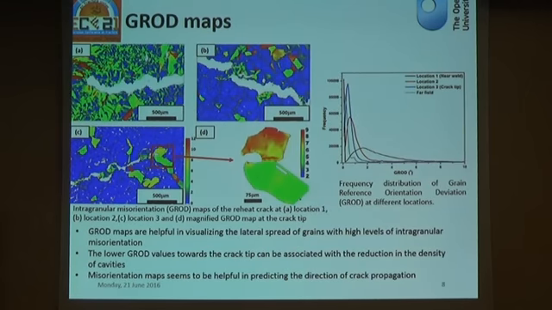Considering the grain scale methods, they also showed a similar trend to the KAM maps, but this shows more intragranular misorientation within the grains. The lower GROD values towards the crack tip can be associated again with the reduction in density of cavities. And from both the misorientation maps, it seems that misorientation maps are helpful in predicting the direction of crack propagation.